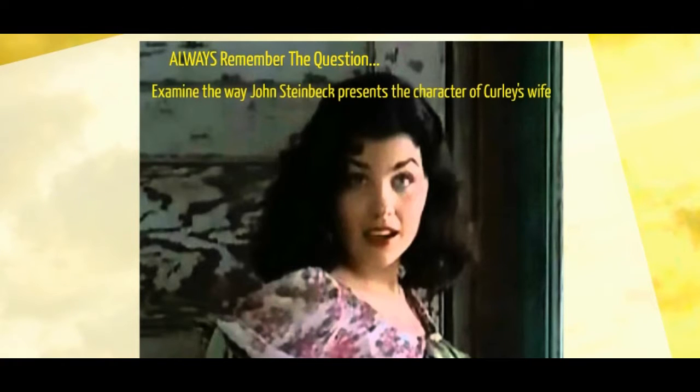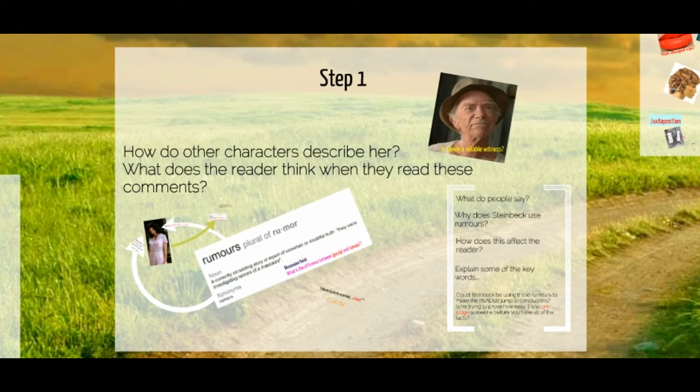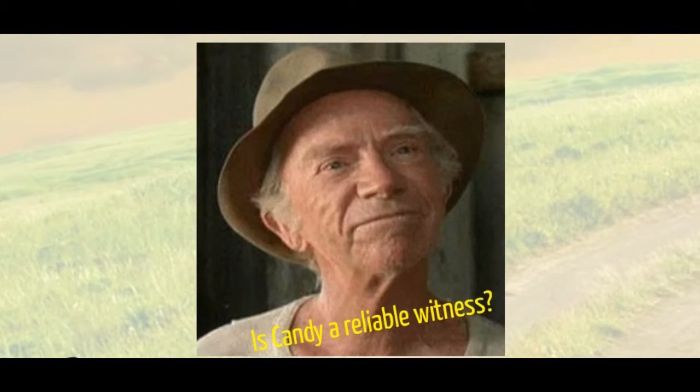So always remember the question. Examine the way Steinbeck presents the character of Curley's wife. You will have a different one to this with your English teacher. So step 1. A good way of analysing the character and how she's portrayed is by thinking about how other characters see her.